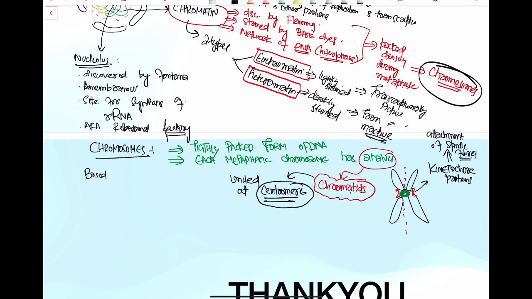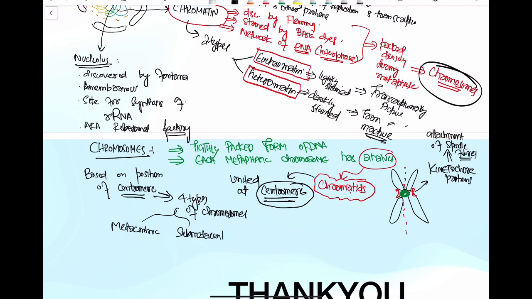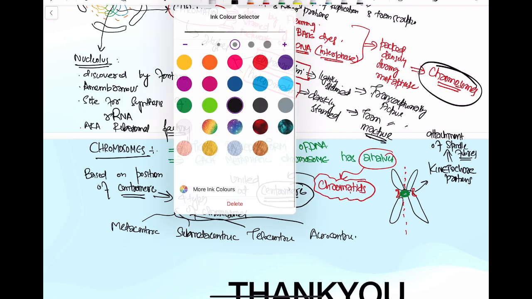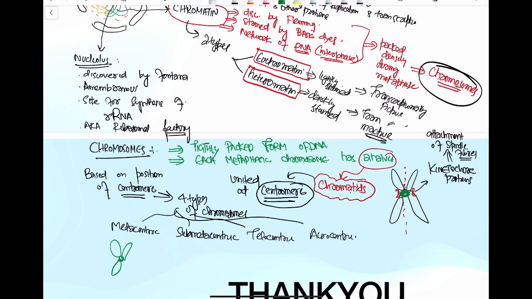Now, based on the position of the centromere, we have four types of chromosomes. Okay, you must always remember this. Four types of chromosome: we have metacentric, submetacentric, telocentric, and acrocentric. And let me show you this by diagram. So this thing is your metacentric, this thing is your submetacentric, this thing is your telocentric, and this thing is your acrocentric.